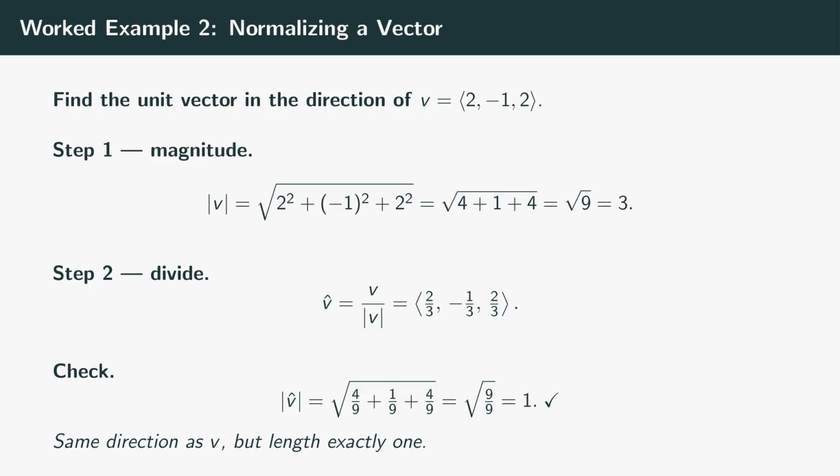Always sanity check. Square the new components, 4/9, 1/9, 4/9. They add to 9/9, which is 1, and the square root of 1 is 1. The length is exactly 1, as required. We've kept the direction of v intact and scaled its length down to a clean one. Normalizing like this is something you'll do constantly, whenever you care about which way a vector points but not how long it is.